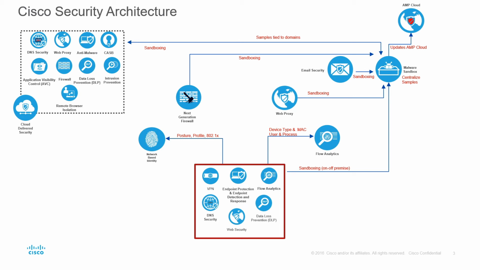And then you add other things on the endpoint, right, that are going to be actually delivered from the cloud: DNS security, web security, and proxy, and then you've got data loss prevention as well.